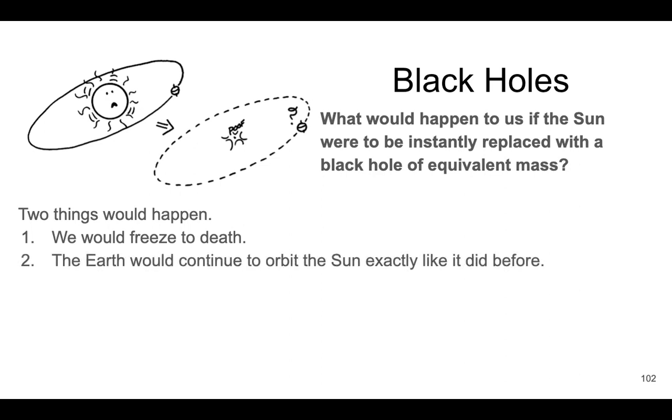The Earth would just continue to go around this new black hole sun, which, I'm not really a fan of the Soundgarden song. That's a different story. The Earth would just orbit that black hole sun exactly the way it did before.